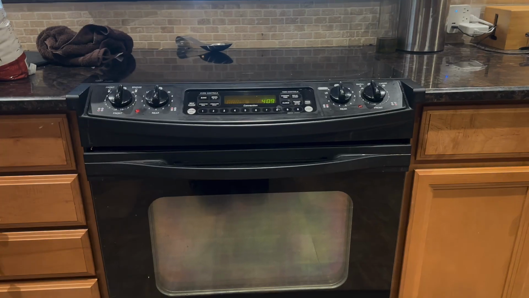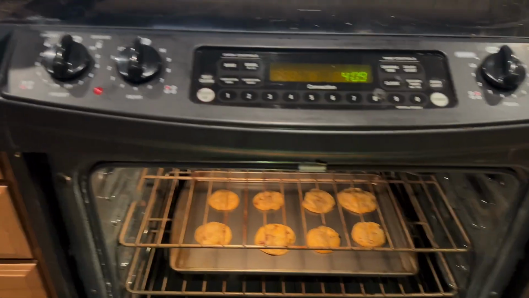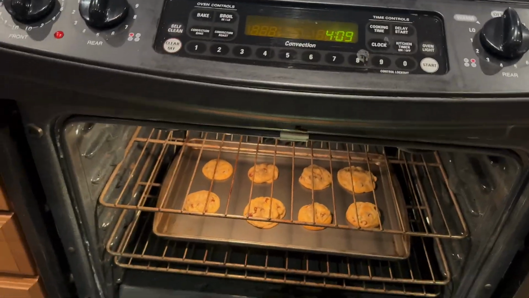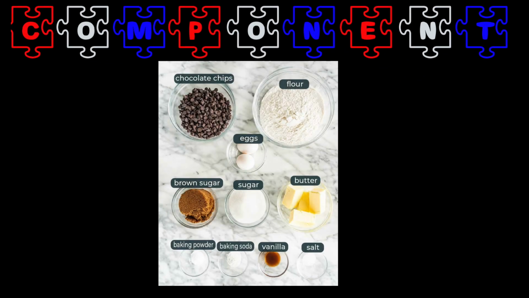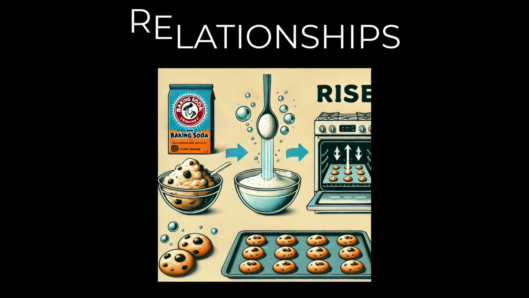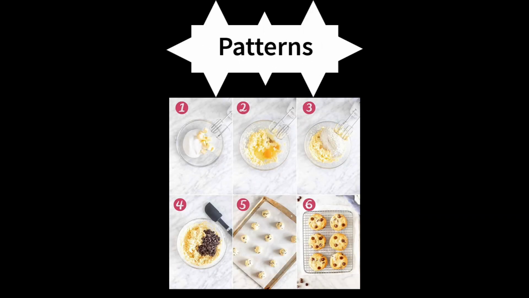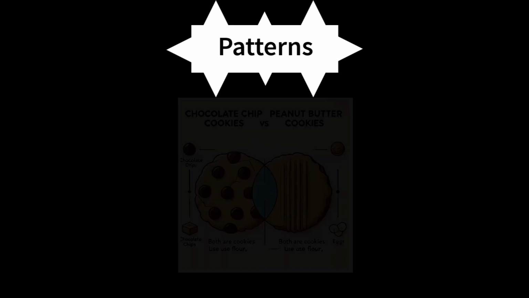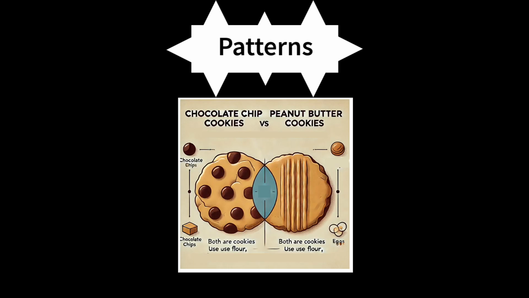Okay, so let's put this all together for our baking cookies example. What are the components or parts of a cookie? Ingredients might include flour, sugar, butter, eggs, baking soda, and chocolate chips. Next, we could ask about relationships. How do the different ingredients relate to one another? Adding baking soda causes the cookies to rise. That's the effect. For patterns, we might notice that we need to follow certain steps in a certain order to achieve a desired result. First you cream the butter and sugar, then you add the eggs, followed by the dry ingredients. Or we might notice that chocolate chip cookies and peanut butter cookies follow similar patterns, but have different thematic elements in their flavor profile.